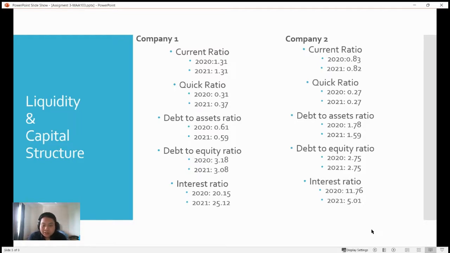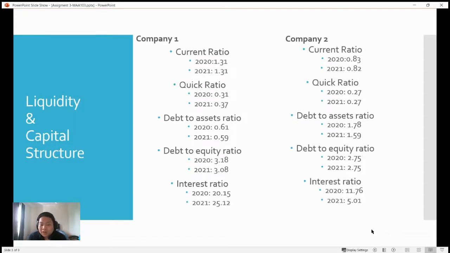Next is debt to assets ratio. What is debt to assets ratio? It's basically how much of their assets the debt would take if they needed to pay it off. So company one does a lot better than company two, because the debt only takes about 60% of their assets, unlike company two.